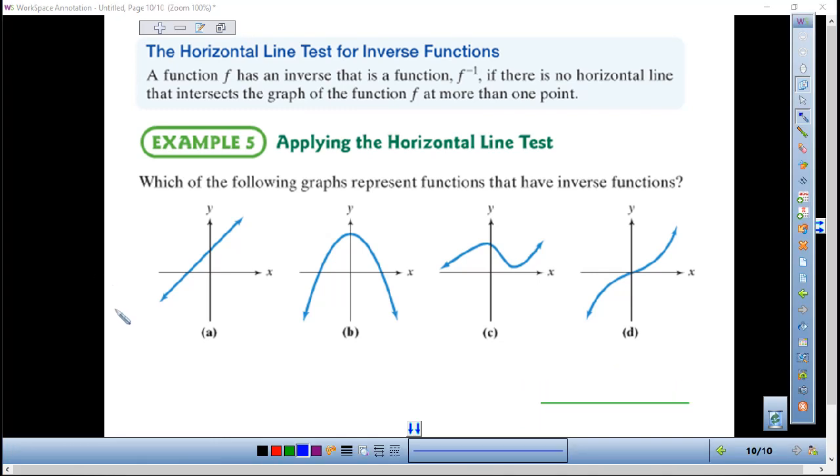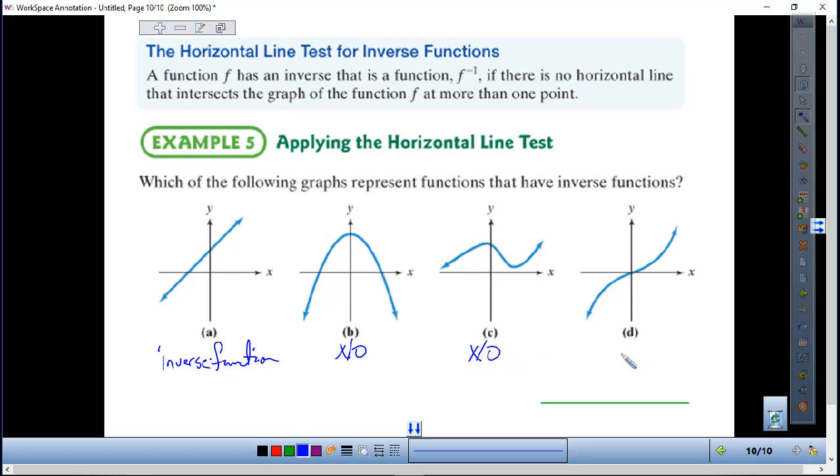If it's one-to-one, it does two things. It passes the vertical line test and becomes a function, and it passes the horizontal line test to prove to us that the inverse of that function would also be a function. So its inverse will be a function. This one was no, this one was no, and this one was yes. So which of the following graphs represent functions that have inverse functions? All the outside ones, this one and this one, are yes. These in here are no.